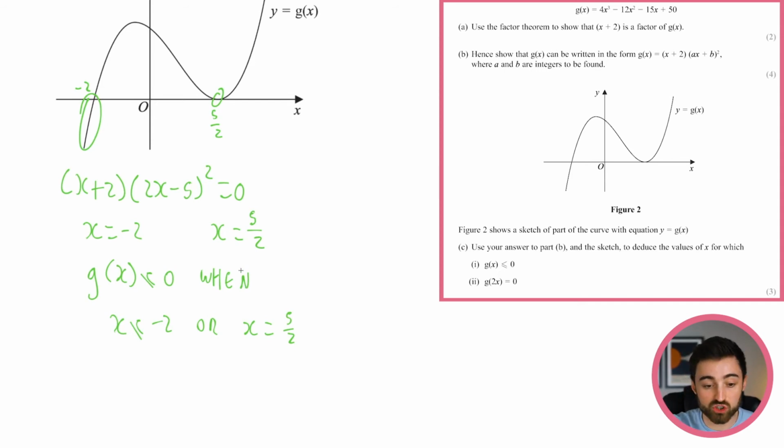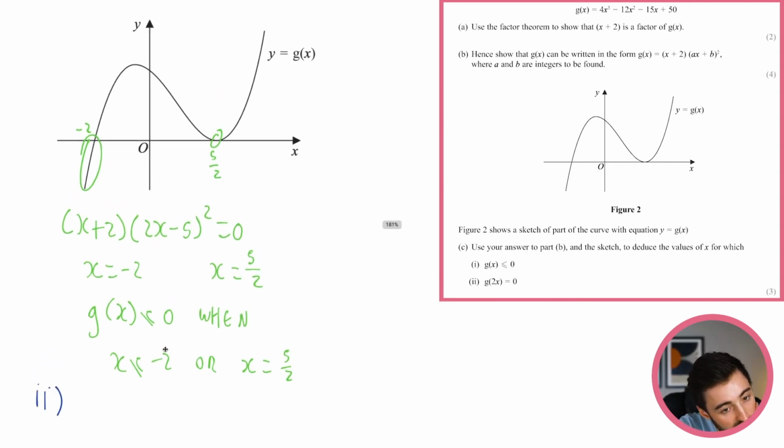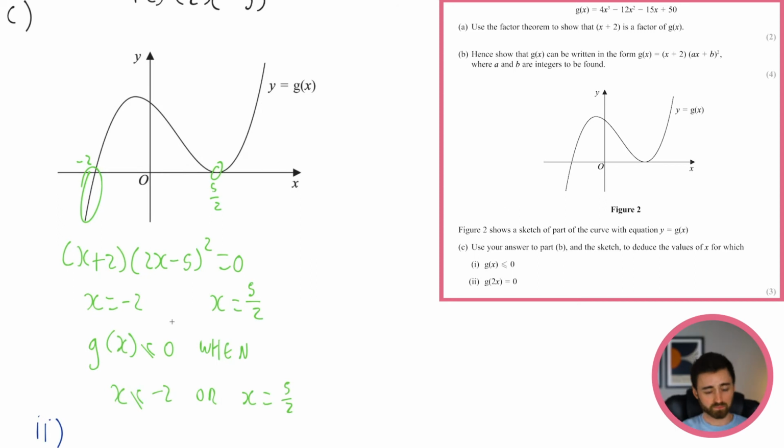Sick. Now g of 2x. Let's look at this graph here. What would happen if I was to sketch g of 2x? What transformation does that correspond to? It's going to correspond to a stretch in the x-axis of scale factor a half. In other words, it's actually going to squish this thing in horizontally. I'm not even going to try sketching it, but all of the x values essentially get halved.